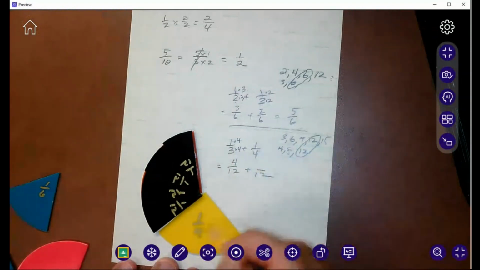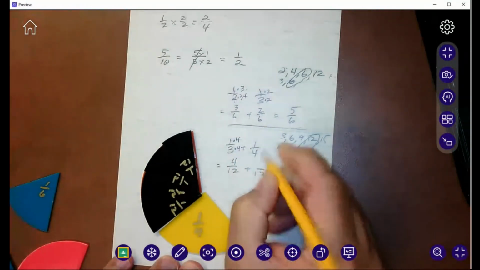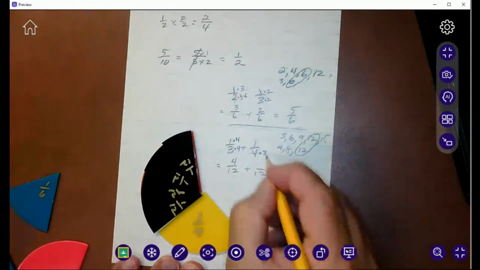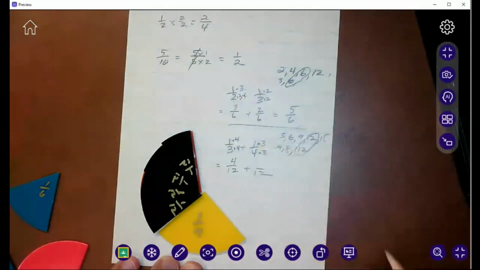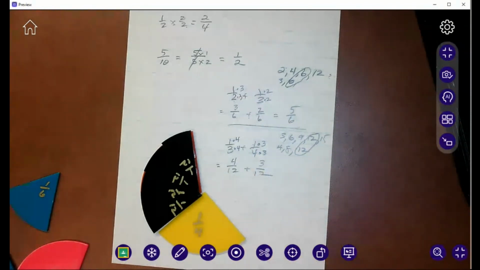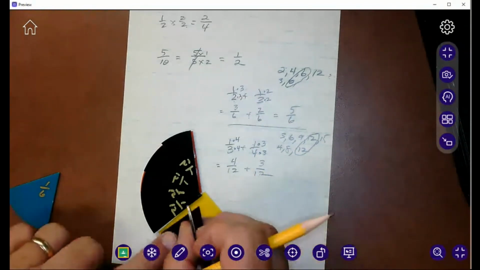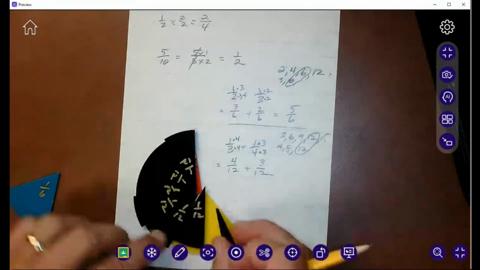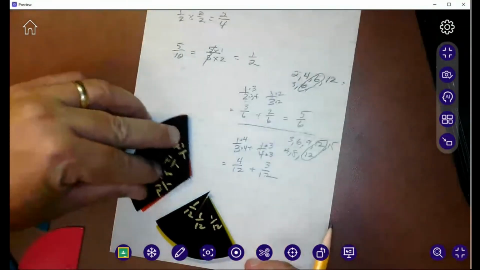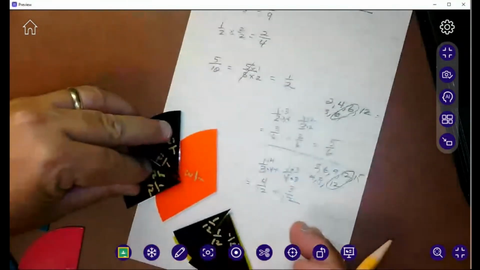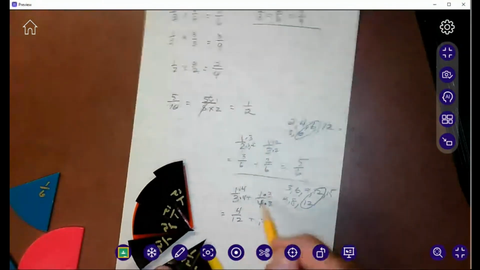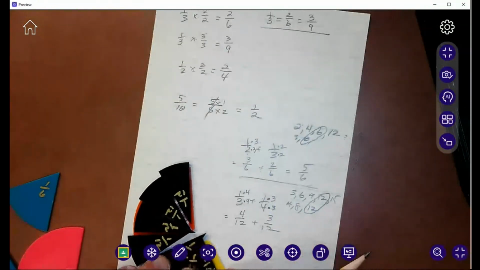Then to change 1/4 into 12ths, to get 12 on the bottom, I have to multiply the 4 by a 3. 4 times 3 is 12. If I do that on the bottom, I must do that on the top. 1 times 3 is 3. If I take that 1/4, I can see that 1/4 is 3/12. So we changed the 1/3 into 4/12, and we changed the 1/4 into 3/12.